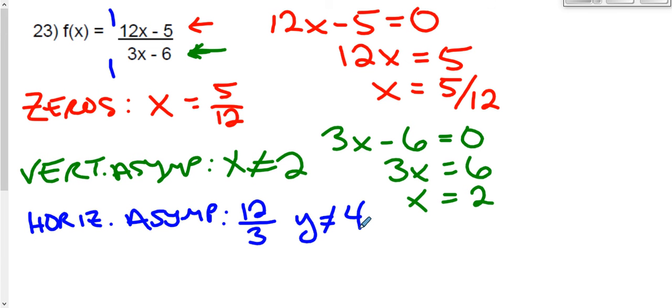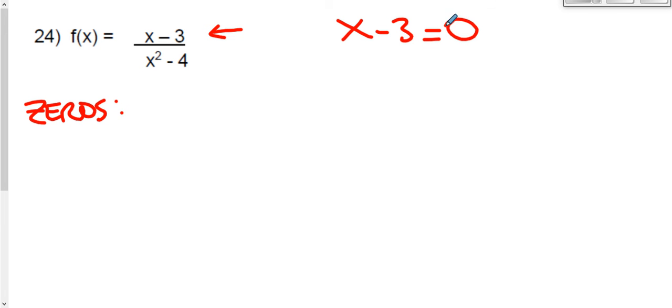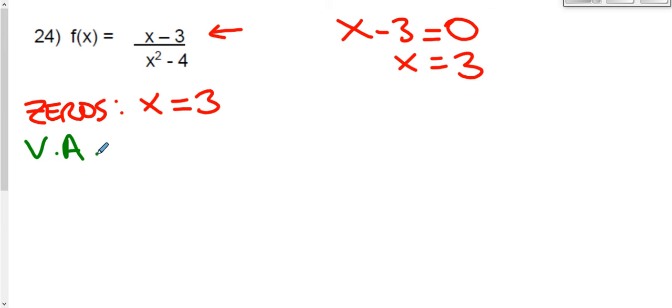Let's go ahead and try the last example of calculating the zeros in vertical asymptote. Here we go. We'll start with the zeros, the places where we touch the x-axis. We'll take our numerator, x minus 3, and set it equal to 0. We'll add 3 to both sides, and we'll find that this function will touch the x-axis at x equals 3.